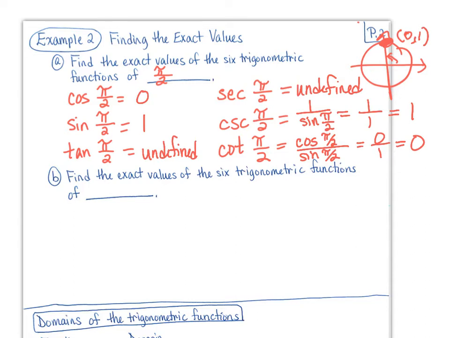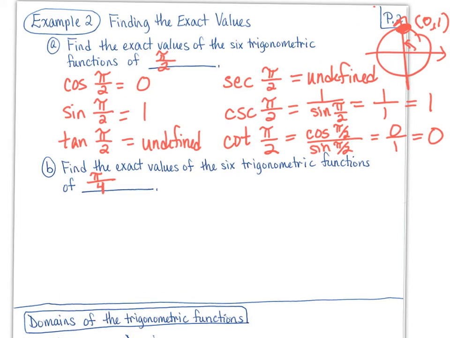Okay. Find the exact values of the 6 trigonometric functions of pi over 4. All right. What is cosine of pi over 4? No, it's not 1/2. It's square root 2 over 2.